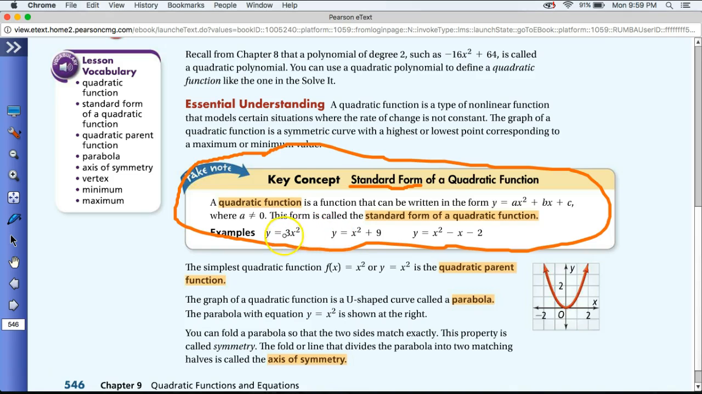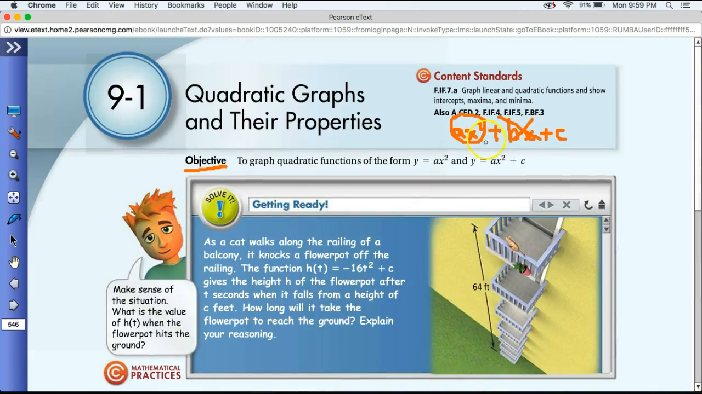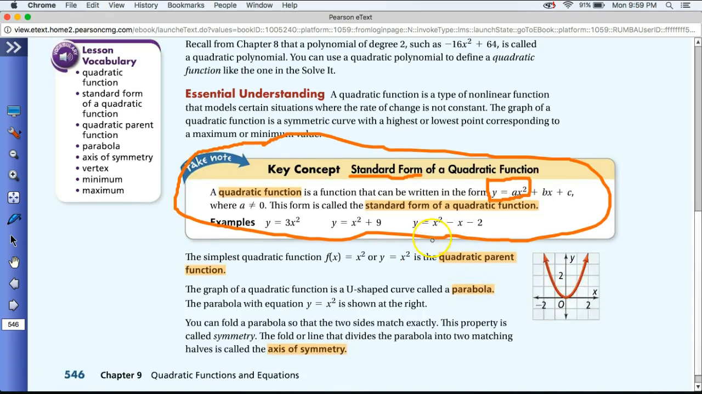So here are just a couple of examples. Y equals 3x squared. Now that meets the requirements of just the y equals ax squared version that we talked about up above. Here is one that is y equals x squared plus 9. That meets the requirements of the ax squared plus c. And then lastly, you can have a quadratic that does have the bx term in the middle. We're not going to be dealing with that today, but understand that it can exist.